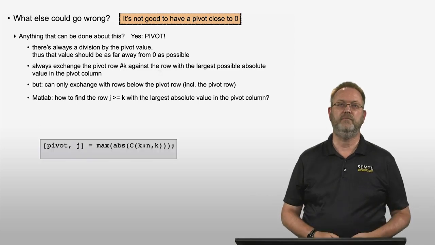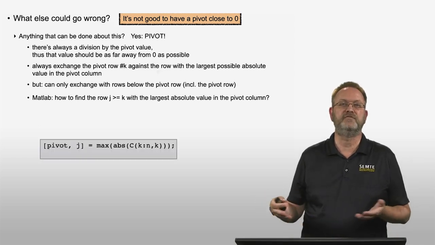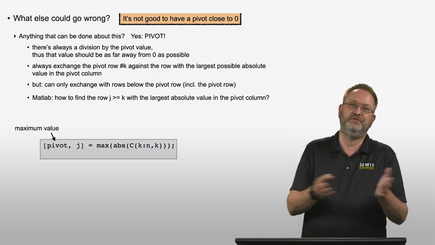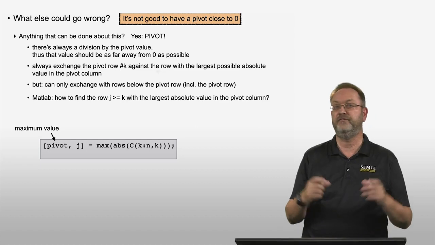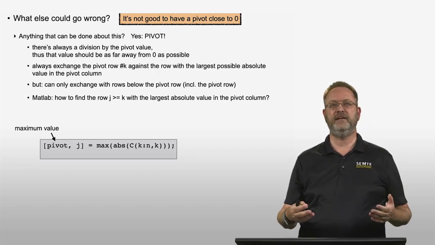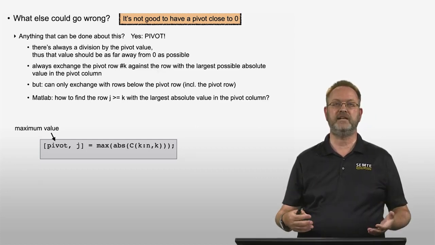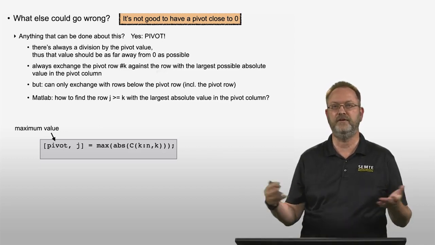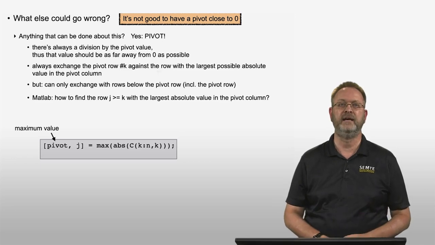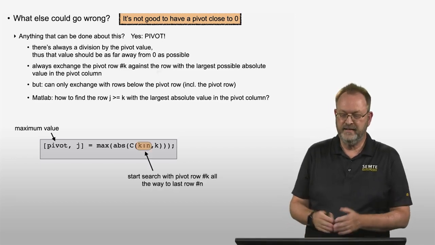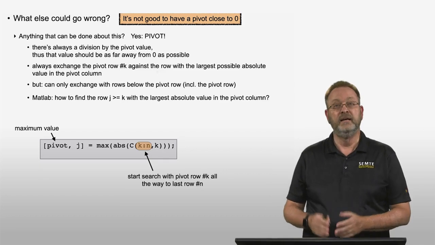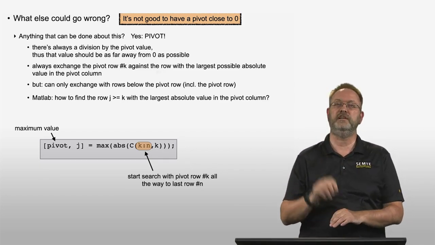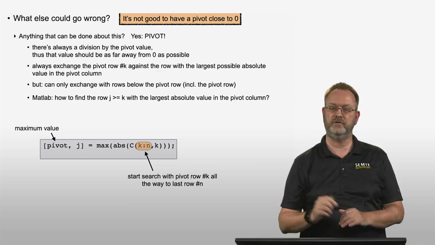And the MATLAB function that will let us do that is called max. As the return of that max function, we will have two values. The first value is the actual maximum value in the input data to the function. That is the value of the pivot position that we want to have. And the input that we put into the function is the pivot column, starting with the pivot row all the way to the last row.